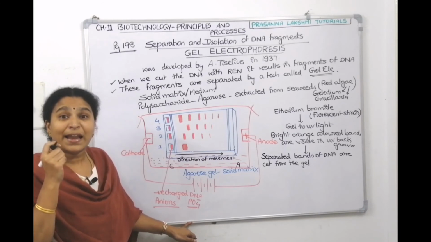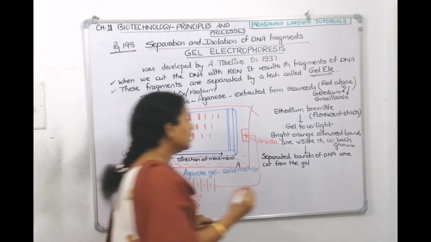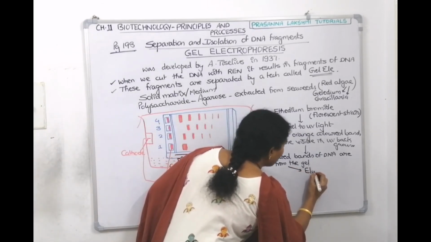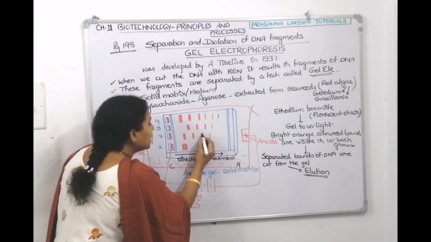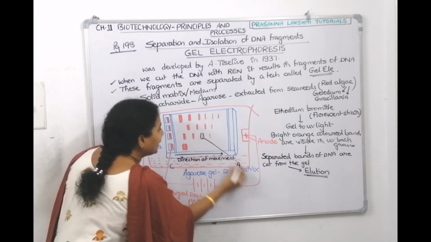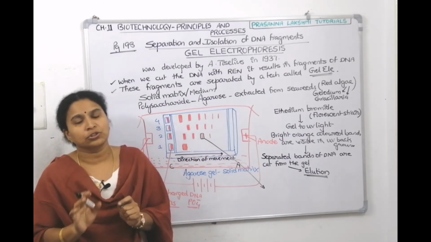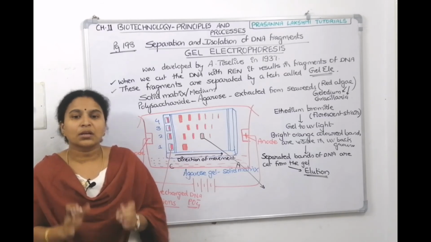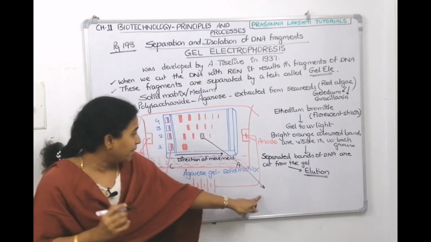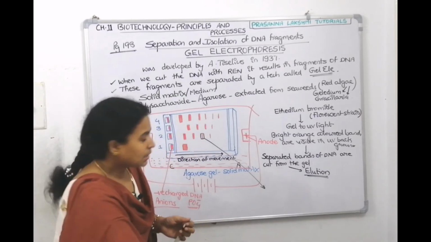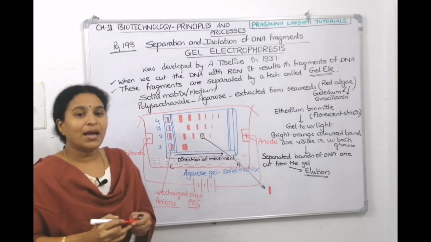This process is called elution. Separating the DNA fragments, cutting them from the gel. What is this step called? Elution. What is elution? Cutting this much fragment of DNA and taking it out, bringing it out from the gel, is called elution. So when you elute it out, you get your DNA in a purified form. This DNA fragment which you have eluted.